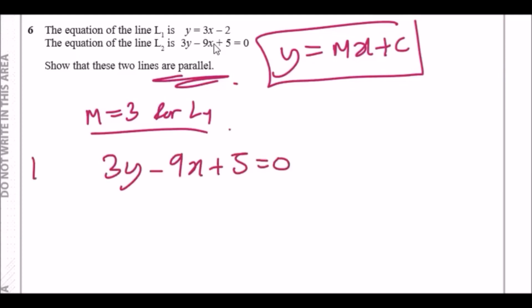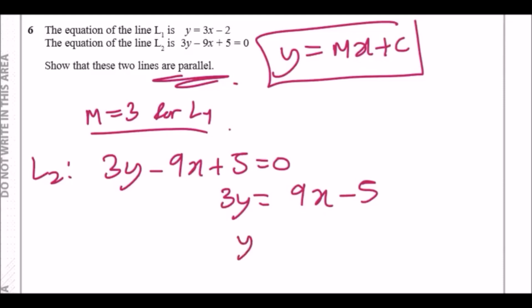So this is for line 2, yes. Always definitely make your work clear. Now what we could do is literally throw everything that isn't y to the right hand side. So minus 9x plus 5 is thrown to the right, and they change sign, so they become positive 9x and negative 5. And lastly, to get into this y form, divide the equation by 3.